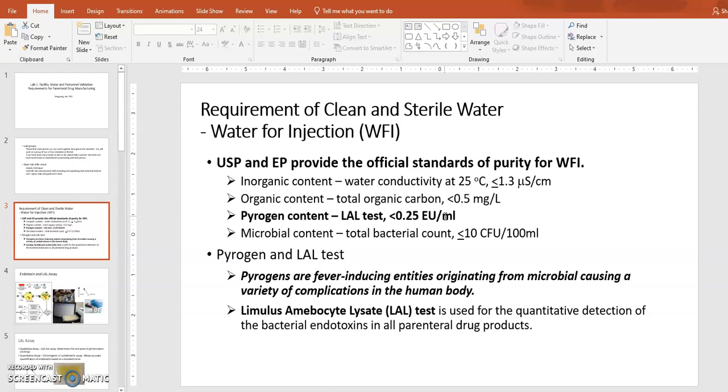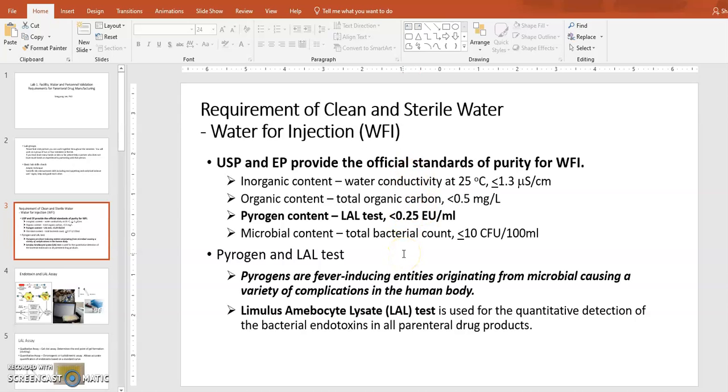Okay, and then microbial content. If you sample some of your water and plate it in a petri dish, there is something called CFU. CFU stands for colony forming unit, actually made up of a single bacterial cell. In every 100 ml of your water, there should be less than 10 bacterial cells present. That's a requirement. So you have to prove that the water you are using meets all these requirements.